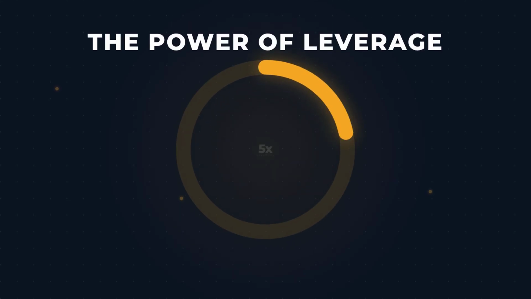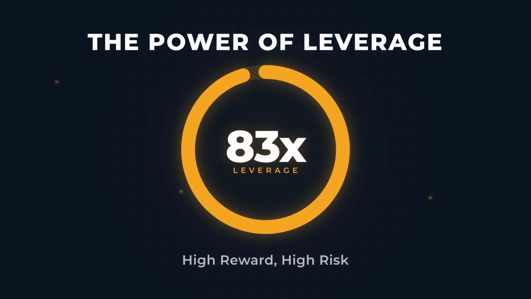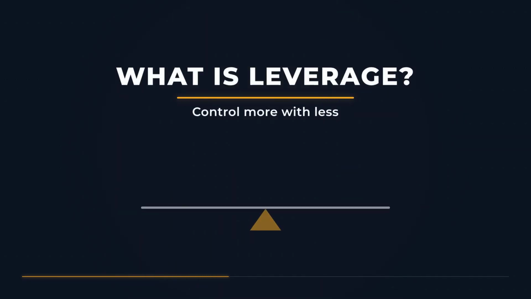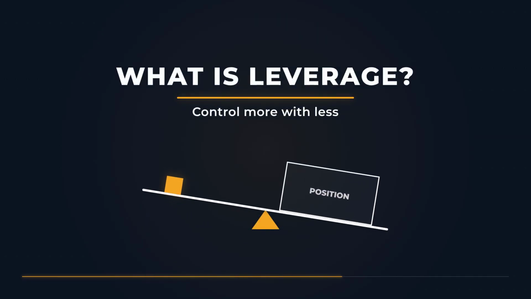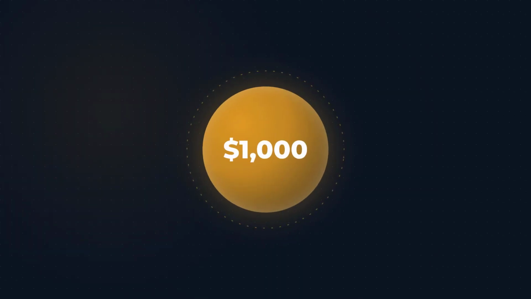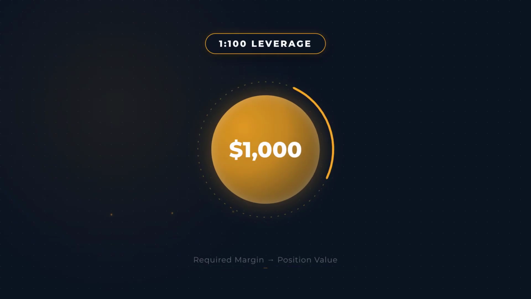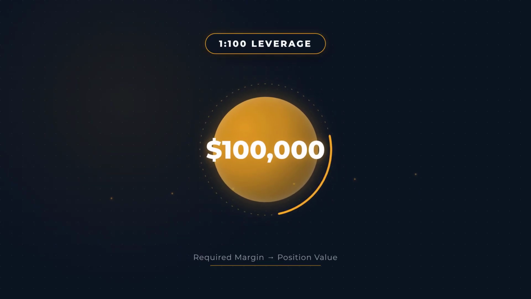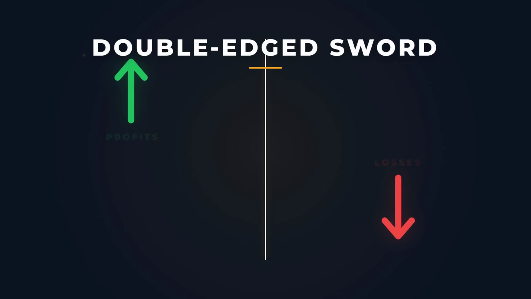A single percentage point move in the market can either double your capital or wipe it out entirely when you use leverage. Leverage is essentially the ability to control a large market position using a relatively small amount of your own capital. For example, with 1 to 100 leverage, $1,000 of required margin allows you to support a position worth $100,000. This is why leverage is called a double-edged sword.